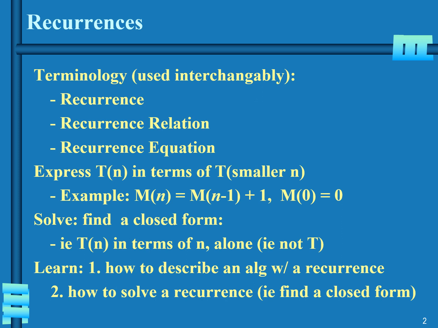Before discussing the example, we will discuss what a recurrence is. A recurrence equation is in the form of T of n, usually expressed as M of n in terms of M of n minus 1, or T of n minus 1. Sometimes we call it a recurrence or recurrence relation or recurrence equation, so they can be used interchangeably. You have to find the closed form, that is T of n in terms of n alone.